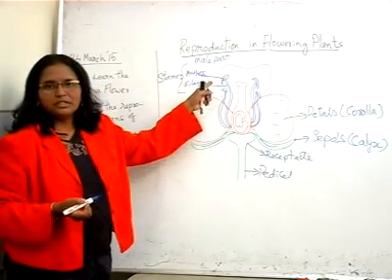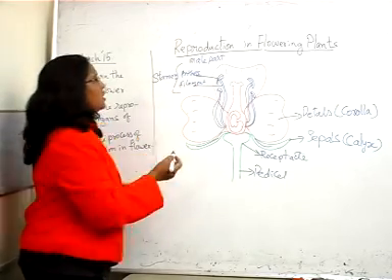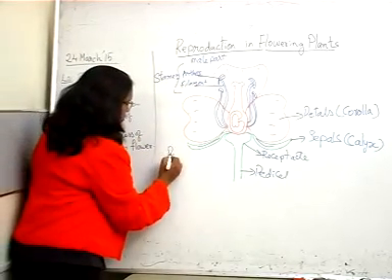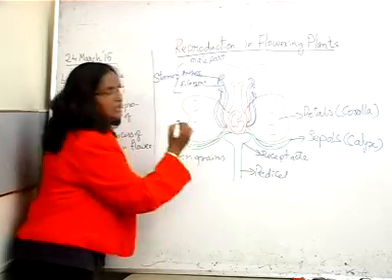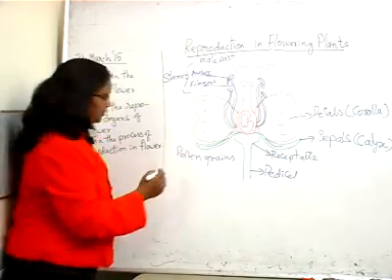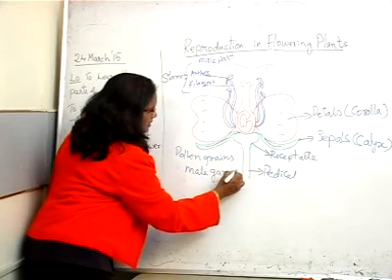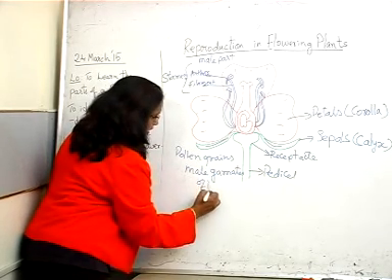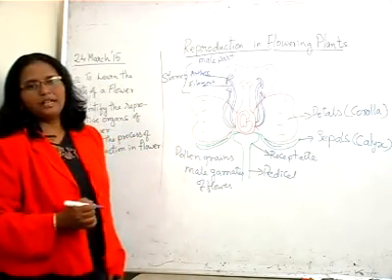Anther has the mother spore cells. These mother spore cells produce the pollen grains. Pollen grains, which are the male gametes of the flower. Male gametes of the flower, or they are also called sperms of the flower.